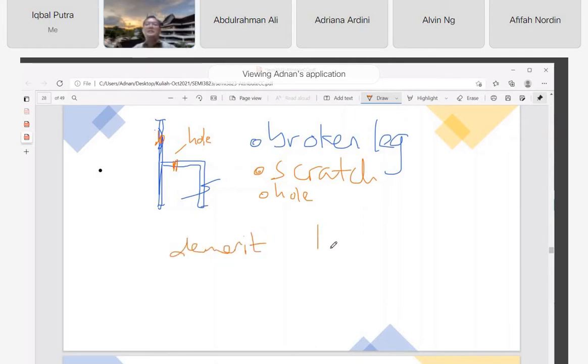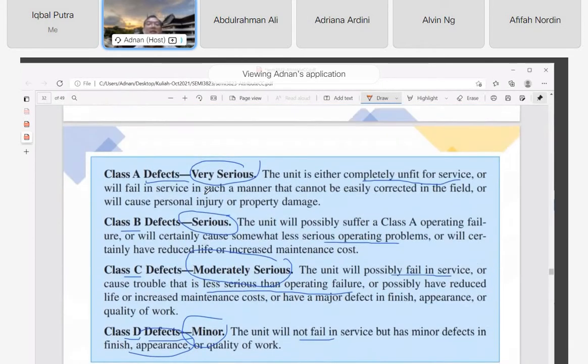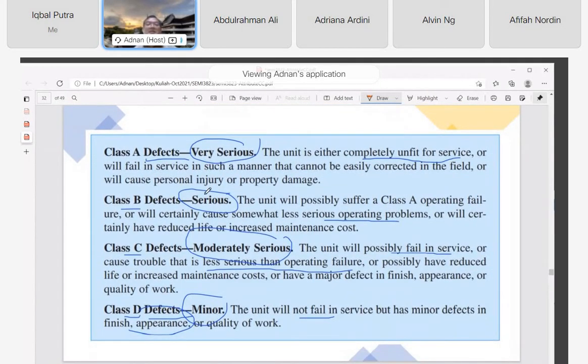Okay, you boleh kelas pada A ke ataupun B ke, C ataupun D kategori. Okay, demerit dia berbeza. Okay, so jadi kita boleh kelaskan dia sama ada ia adalah defectnya adalah serious, very serious. Very serious ni maknanya macam kaki kursi yang patah tadi lah, completely unfit, completely cannot be used. Okay, kalau B, okay, dia possible can cause failure, tapi still boleh pakai lah.